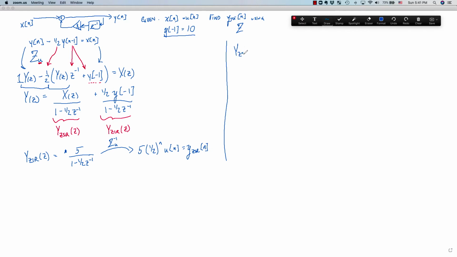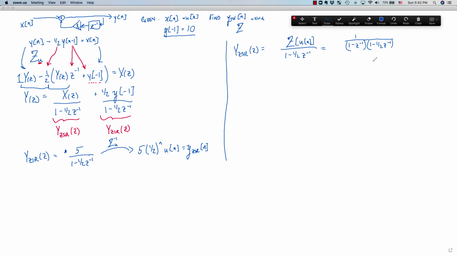So Y sub ZSR in the Z domain is the Z transform of x. So I need the Z transform of a unit step on top of 1 minus 1/2 z inverse. Now the z transform of a unit step is 1 over 1 minus z inverse, and if I divide that by 1 minus 1/2 z inverse, I get the product of these two binomials on the denominator.